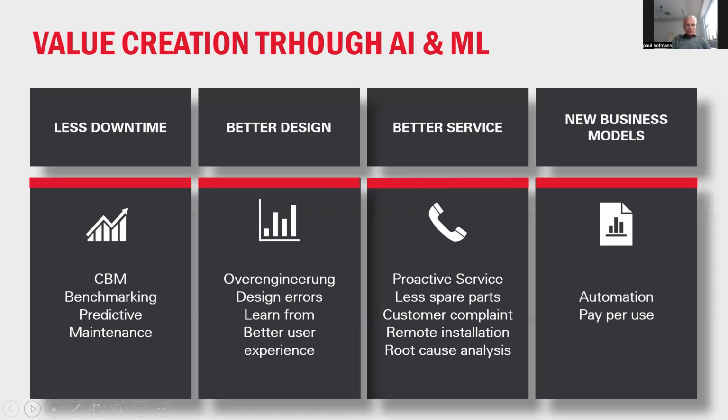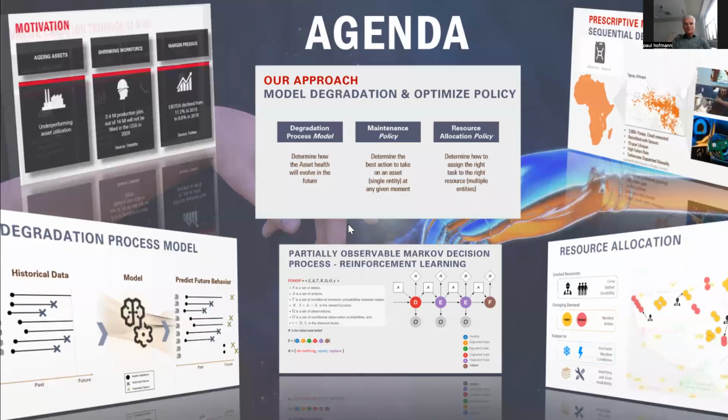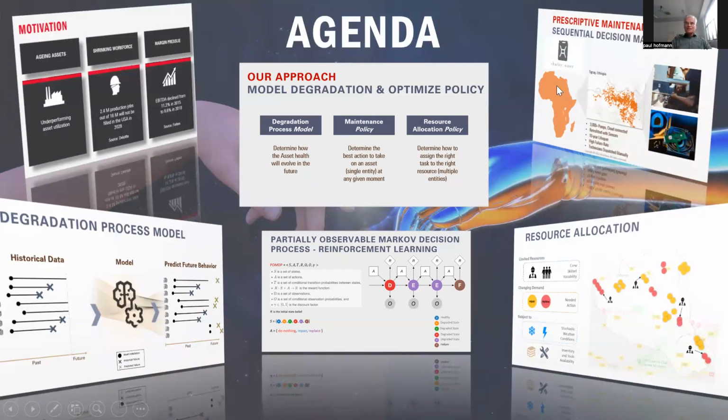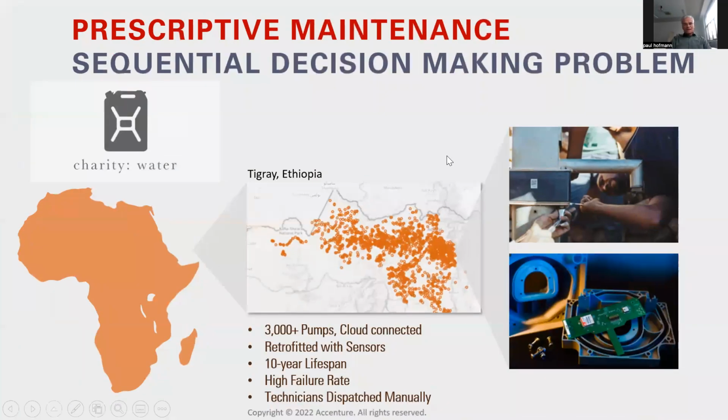I just showed you this to give you a short motivation. So here is our problem. It is charity: water. It's also a proxy for what I can talk to. It's a project in Ethiopia, in Tigray. It's about 30,000 pumps. They're connected in the cloud. It's a very cool thing. And here again, it's retrofitted.